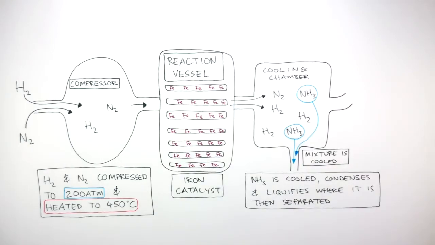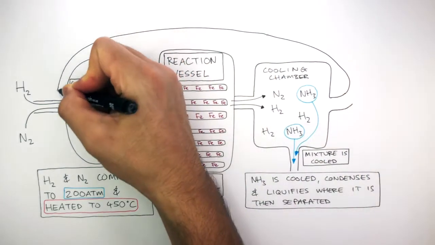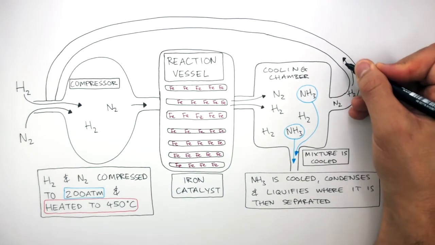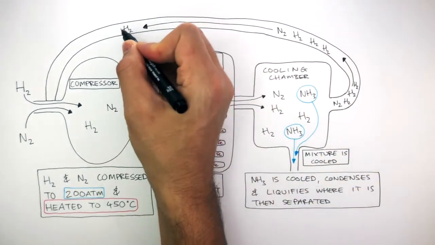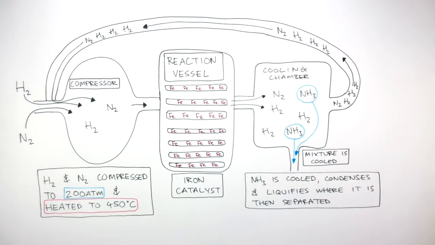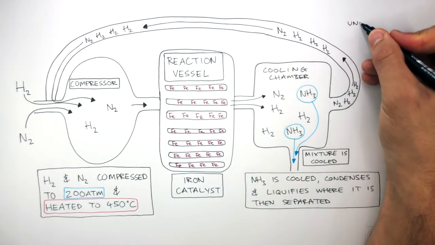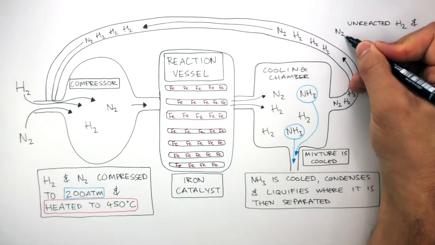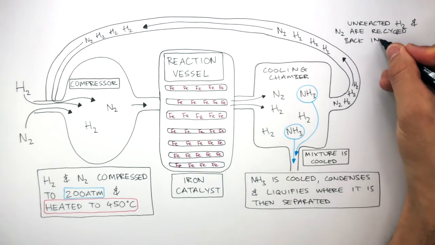However, because this is a reversible reaction, we still have unreacted nitrogen and hydrogen when the ammonia is removed. Therefore, the unreacted hydrogen and nitrogen are recycled back into the reacting mixture. So to make sure no nitrogen and hydrogen are wasted, unreacted hydrogen and nitrogen are recycled back into the reacting mixture.